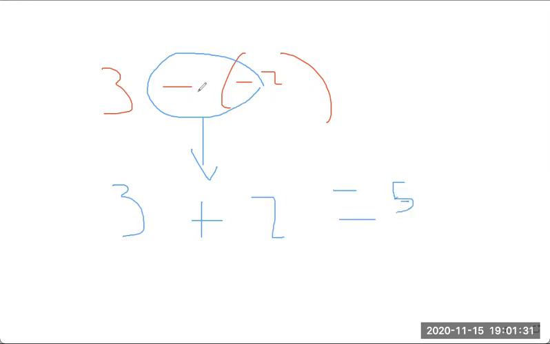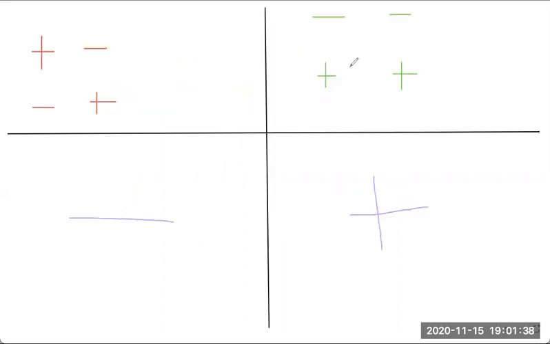Only because they are next to each other, and when two minuses are next to each other, or two like symbols are next to each other, it turns to a plus. If they are unlike, a minus.